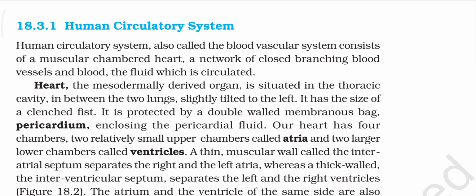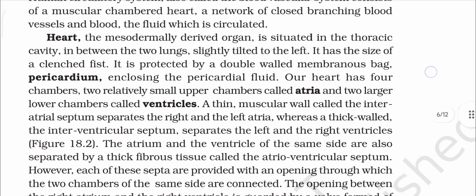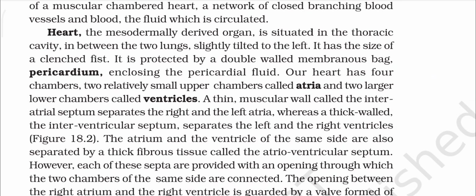Heart, the mesodermally derived organ, is situated in the thoracic cavity in between the two lungs, slightly tilted to the left. It has the size of a clenched fist. It is protected by a double-walled membranous bag, the pericardium, including the pericardial fluid. Our heart has four chambers, two relatively smaller upper chambers called atria and two larger lower chambers called ventricles.